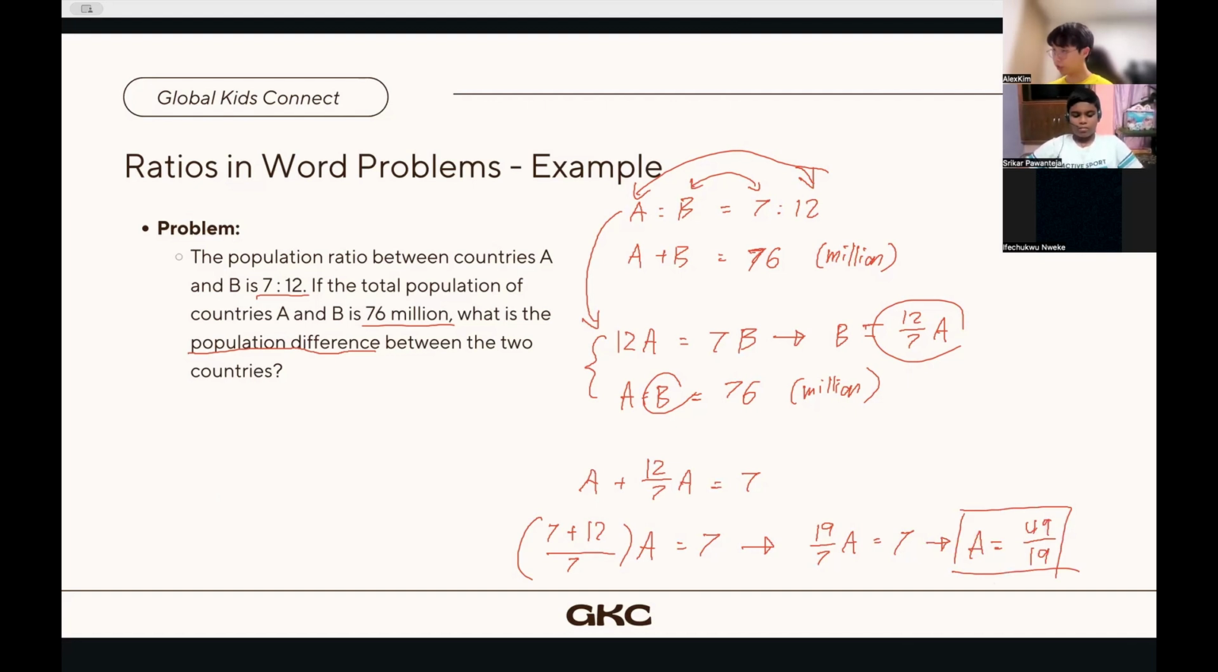Now that we know this, we can replace the A variable in either the first equation or the second equation. Let me just clear it up a bit.